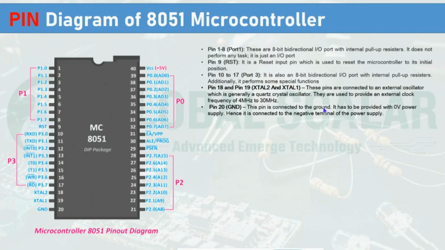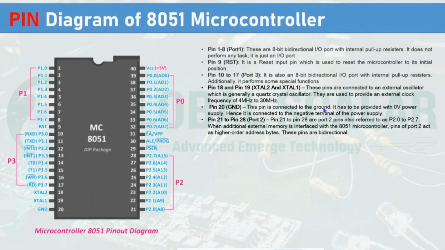Every electronic component requires power, and the power has a positive and a negative terminal. The negative terminal here is the ground. It should be provided with zero power supply, and it is the negative terminal of the power supply. Moreover, pins 21 to 28 are operated for external interfaces, like memories or any other devices to be connected. It is a bidirectional pin where the data will be transferred.